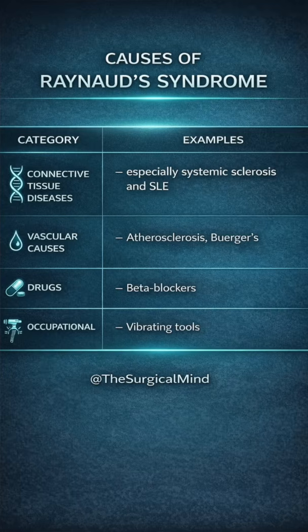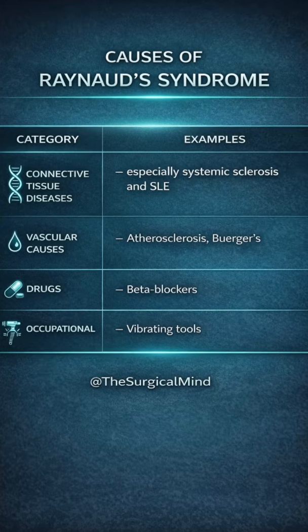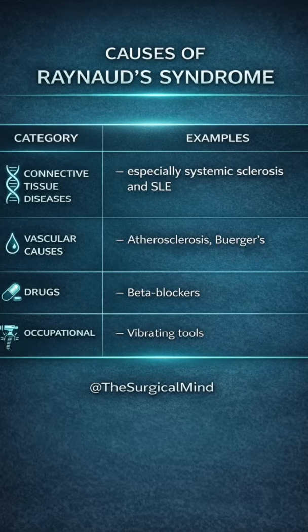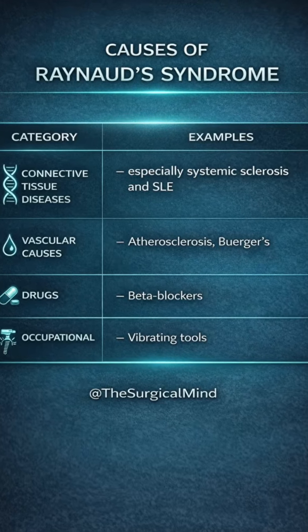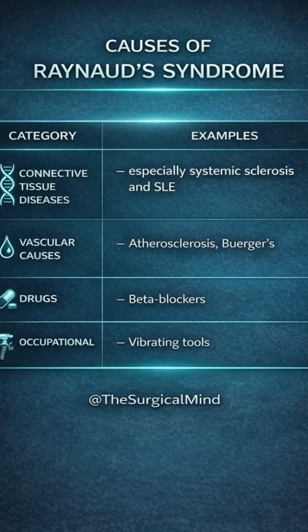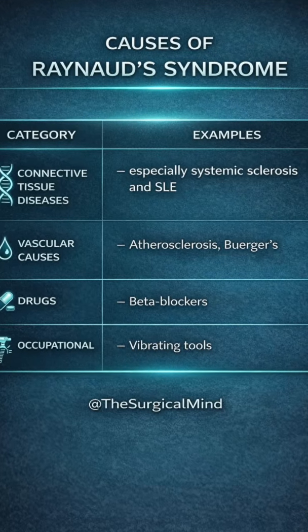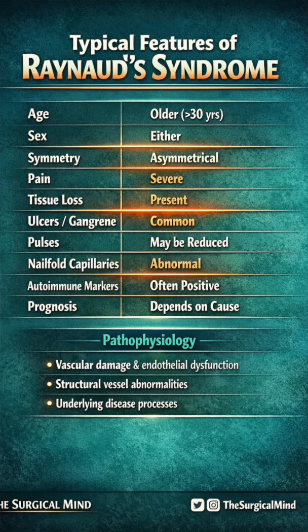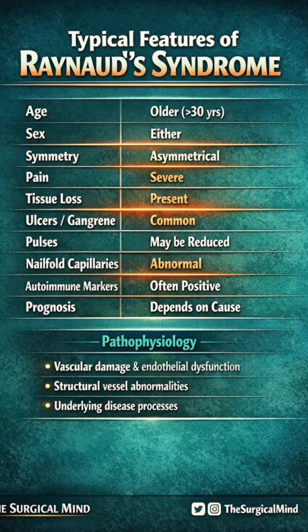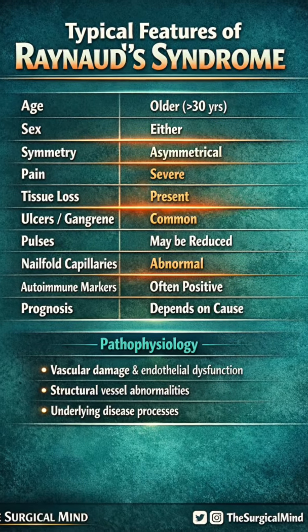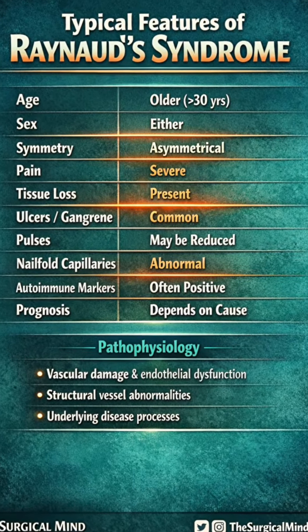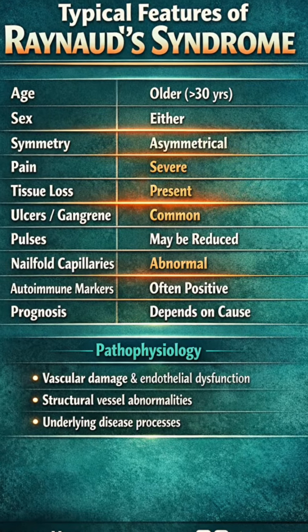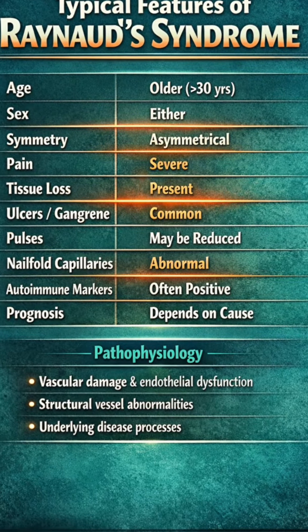Raynaud's syndrome is secondary Raynaud's phenomenon. If Raynaud's disease didn't have an underlying cause, Raynaud's syndrome always has an underlying cause. And these causes can be connective tissue disorders like systemic sclerosis or SLE, vascular disorders like atherosclerosis or Buerger's disease, drugs like beta blockers, and occupational in individuals using vibrating tools. So, if an elderly individual presents with severe pain, asymmetrical involvement, ulcers, gangrene and reduced pulses, think structural vessel wall damage, think secondary, think Raynaud's syndrome.